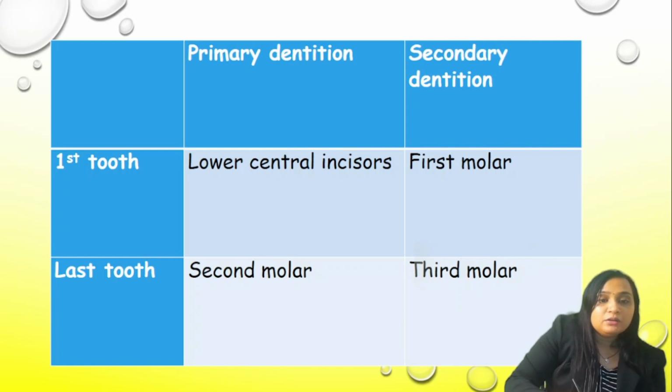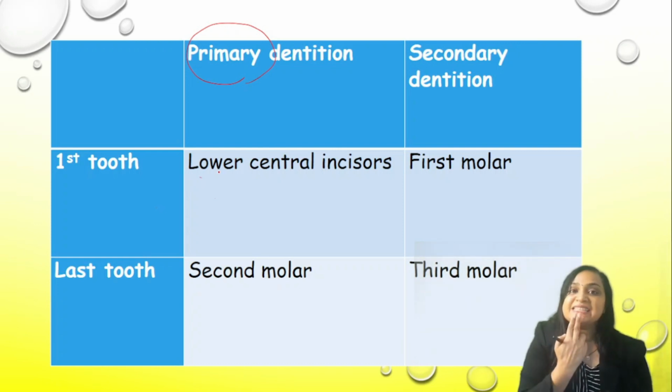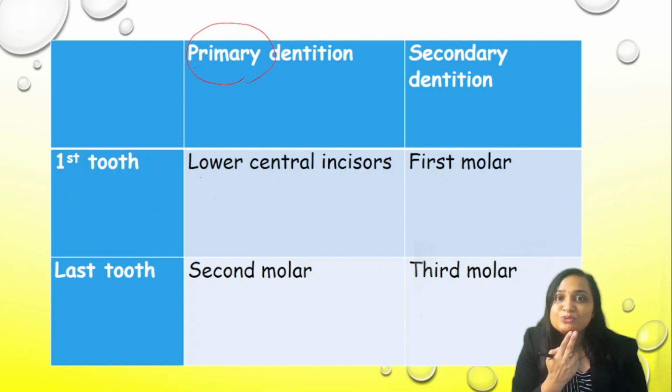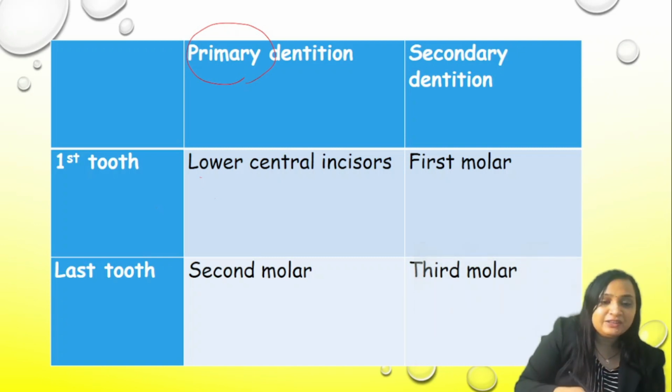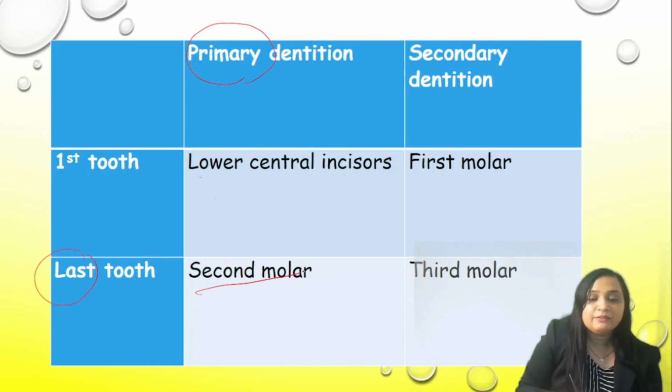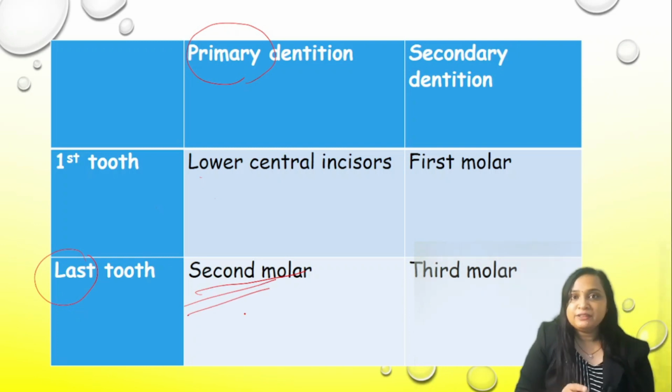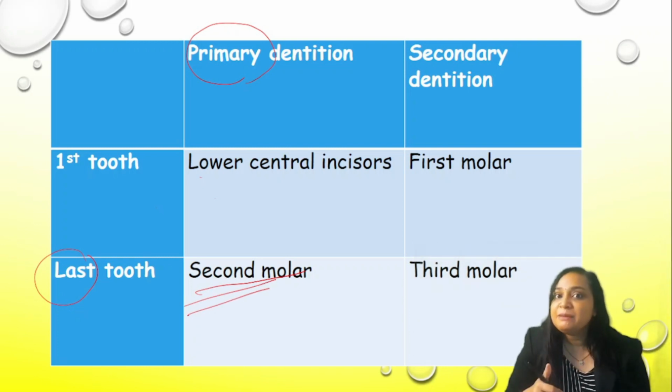Now in primary dentition, the first tooth to erupt will be the lower central incisors. For this you have to remember any infant near you. If you see any infant, they have small tiny cute teeth in the lower jaw. So lower central incisors are the first to appear in primary dentition, while the last is the second molar. We'll have an easy pictograph for this in upcoming slides, so please keep on watching.